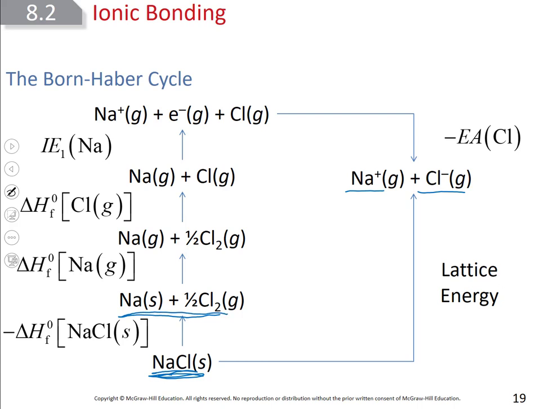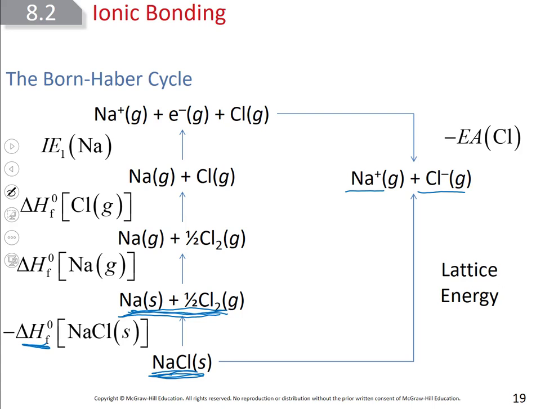Now, let's look at what the reverse is. What is taking elements in their standard states and turning them into a compound? What is the energy associated with making a compound out of its elements in their standard states called? Back from Chapter 5, the enthalpy of what? Formation. The enthalpy of formation. So the symbol for enthalpy of formation was delta H_f, and the little degree sign up there means standard state.